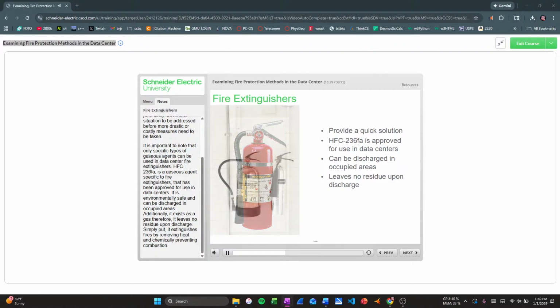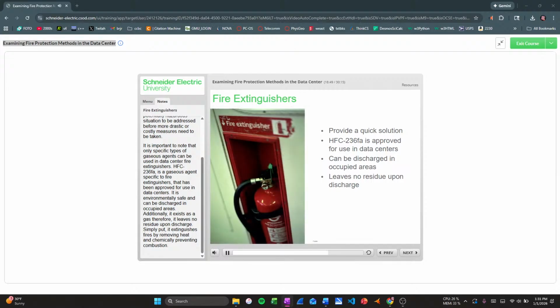It is important to note that only specific types of gaseous agents can be used in data center fire extinguishers. HFC 236FA is a gaseous agent specific to fire extinguishers that has been approved for use in data centers. It is environmentally safe and can be discharged in occupied areas. Additionally, it exists as a gas, therefore it leaves no residue upon discharge. Simply put, it extinguishes fires by removing heat and chemically preventing combustion.